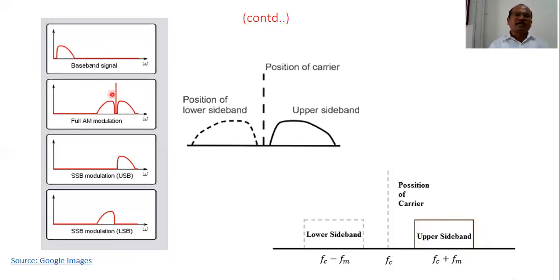Where has it been translated? One, from omega C to omega C plus omega M. Second, from omega C minus omega M to omega C. This is called frequency translation. The signal has been translated.